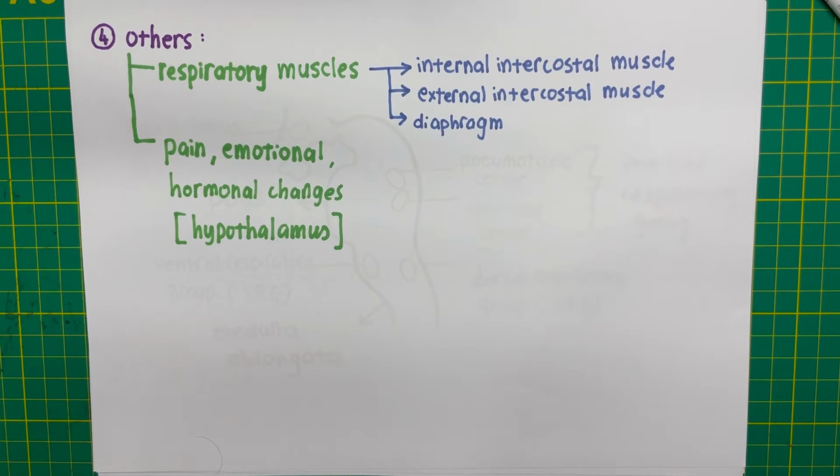Other components of involuntary control of breathing include the respiratory muscles. There are three main components: internal intercostal muscle, external intercostal muscle, and diaphragm. And lastly, we have pain, emotional, and hormonal changes, which involve the hypothalamus.